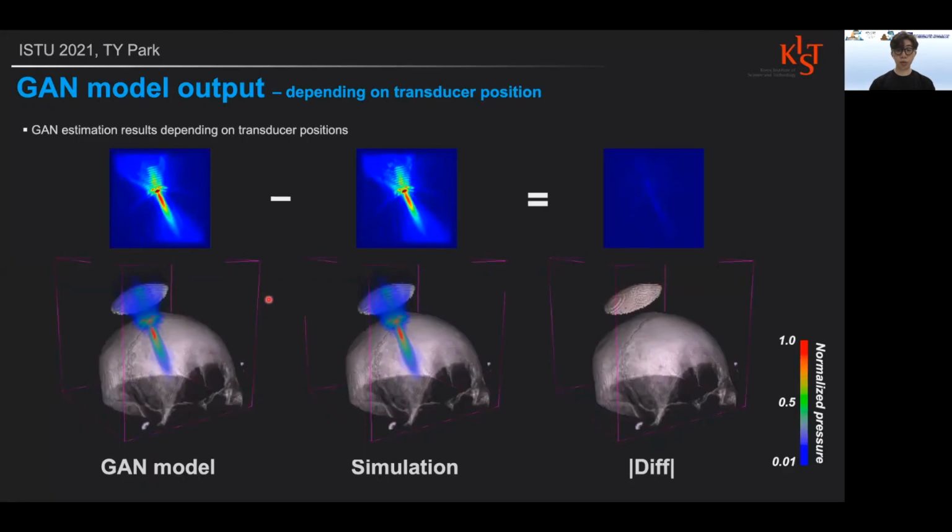This figure shows the acoustic pressure distribution depending on the transducer position. Like this figure, the GAN model estimates a very accurate acoustic pressure distribution compared to numerical simulation.